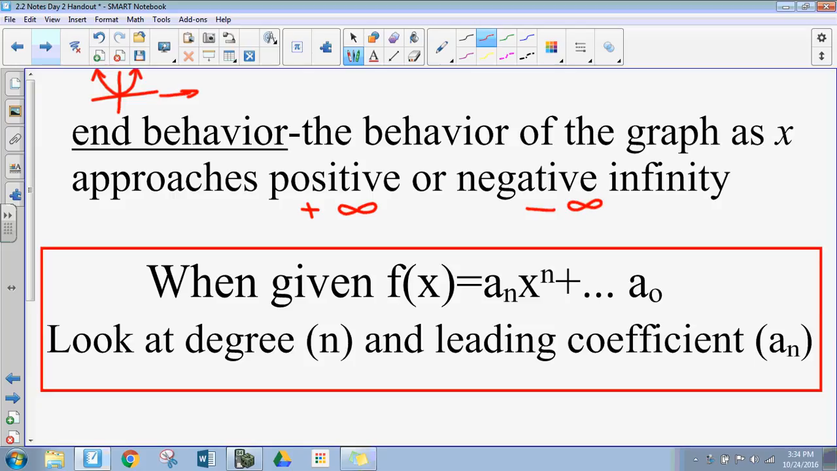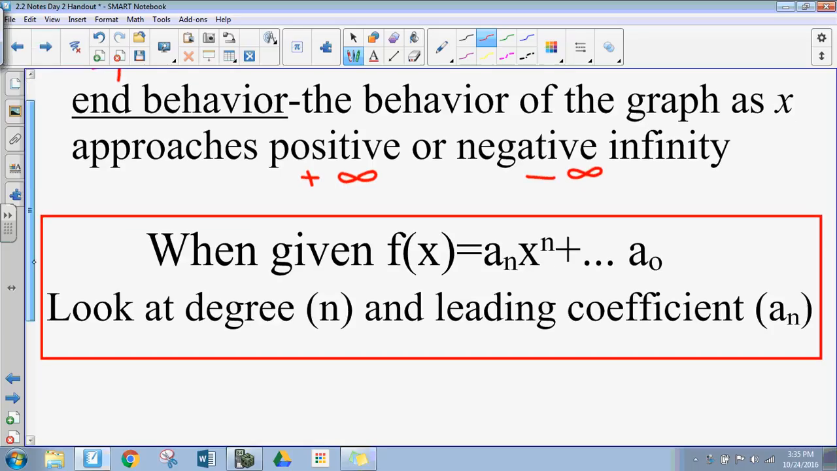So you're going to be given a function that's a polynomial. It could be x to the third, it could be x to the fourth, it could be x to the fifth, but you're going to be able to describe the end behavior of that polynomial.